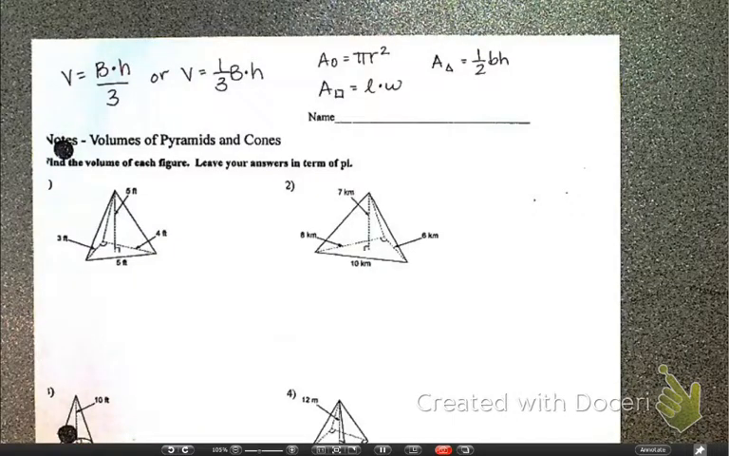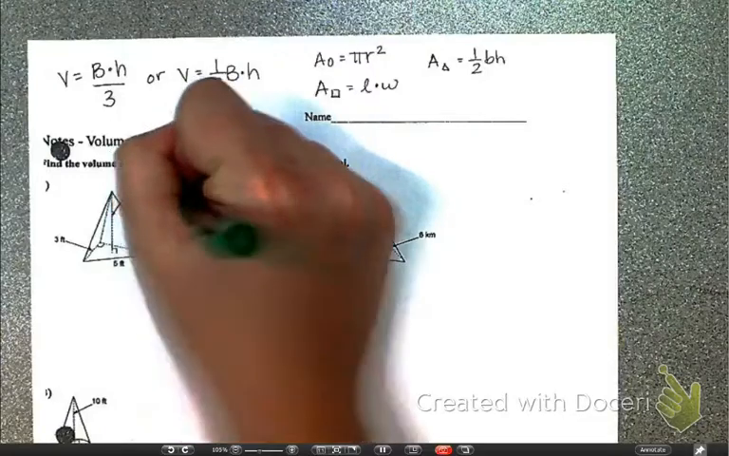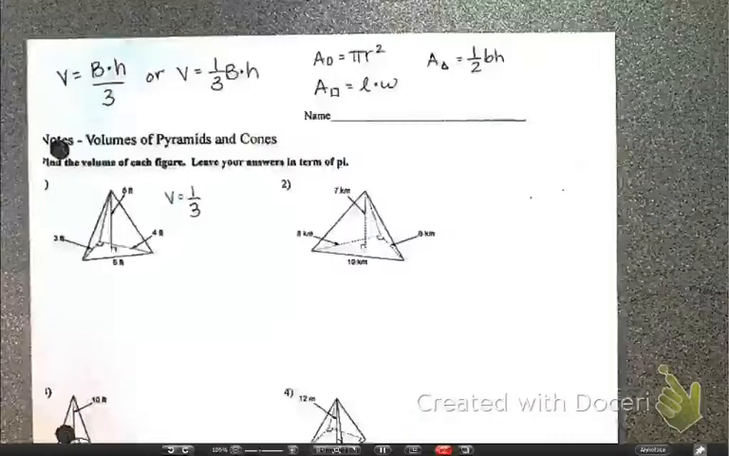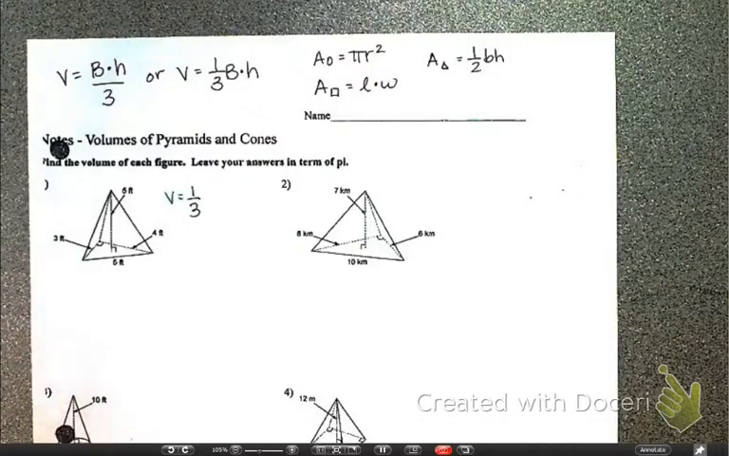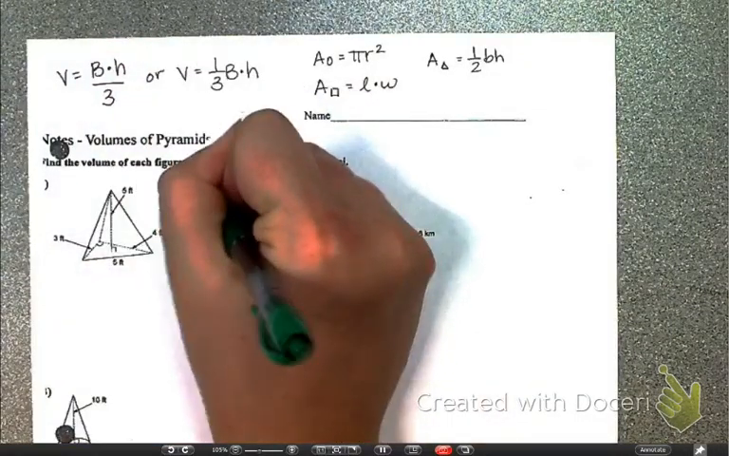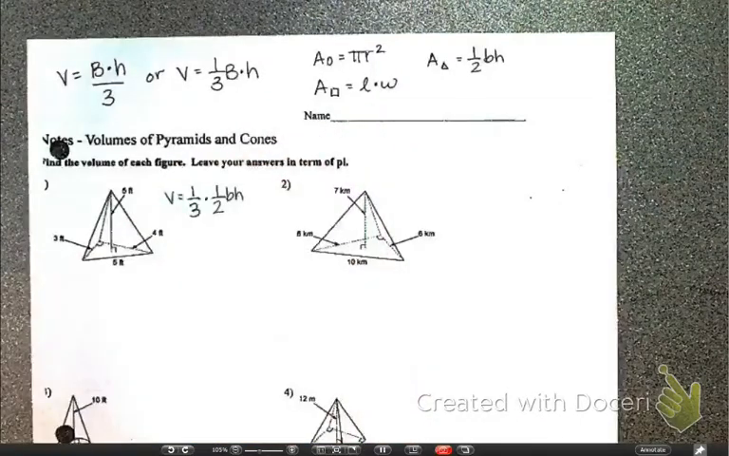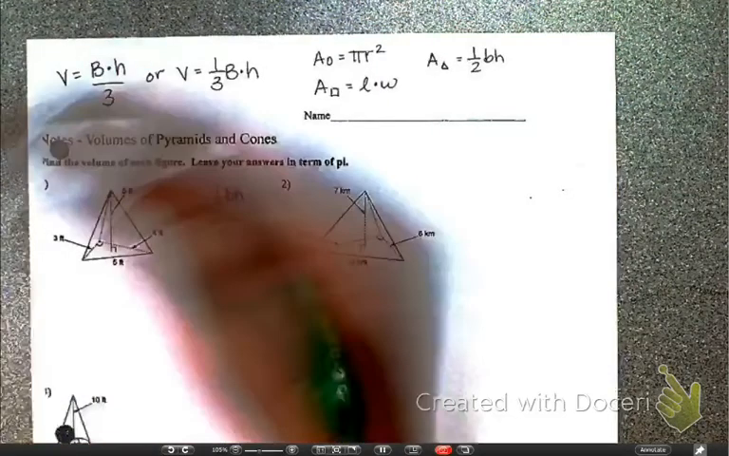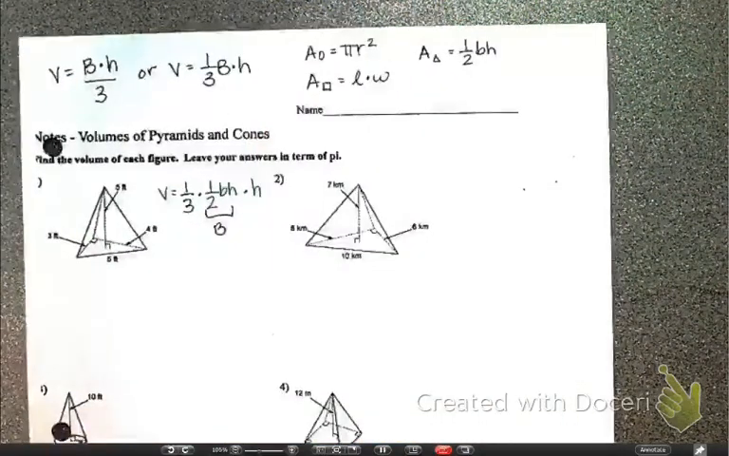So what does our formula look like? If I replace the big B, I have 1/3, and I'm replacing it with what? Okay, I'm going to do 1/2 base times height, but base times height divided by 2. This is my base area times the height of the entire thing. So just like we did in the last unit, except here we have that 1/3. It's the only difference. Now, how do we determine which is the base and the height of a triangle?